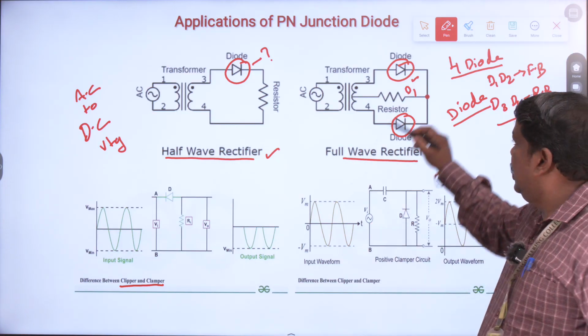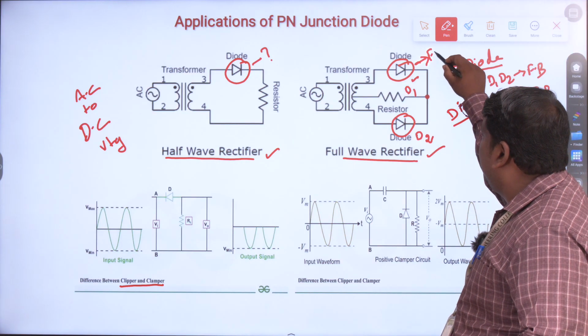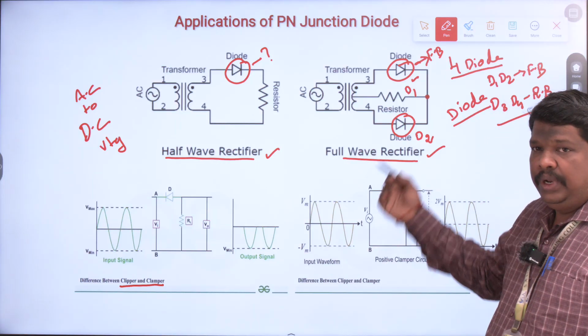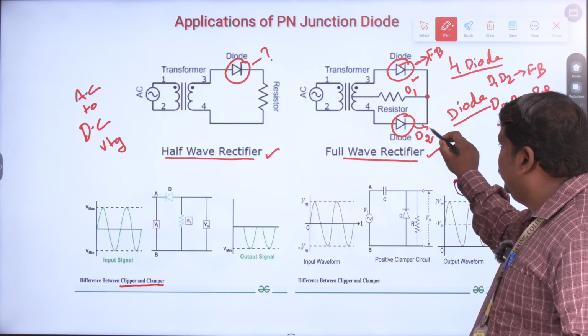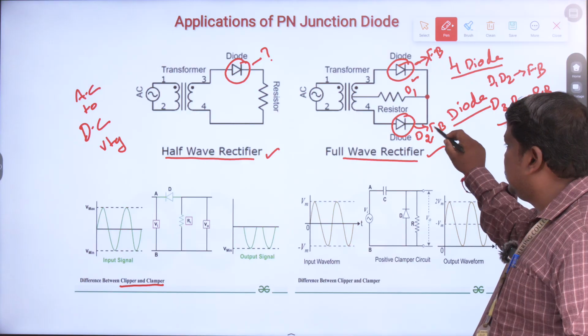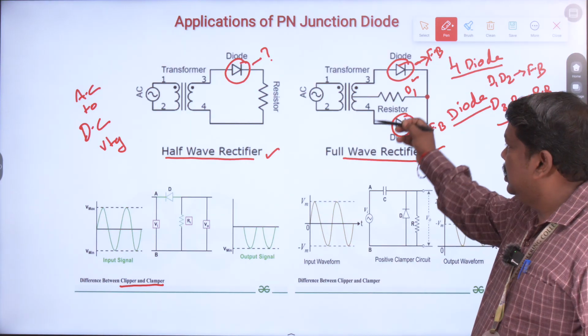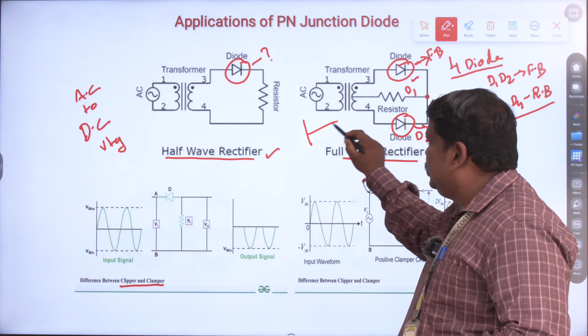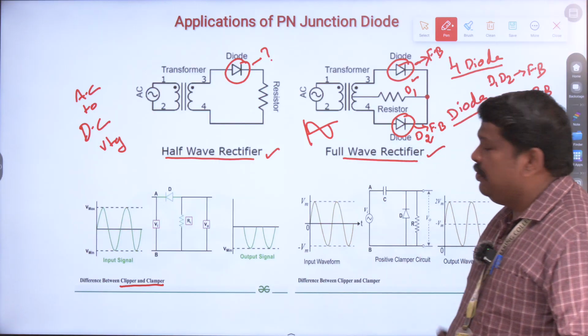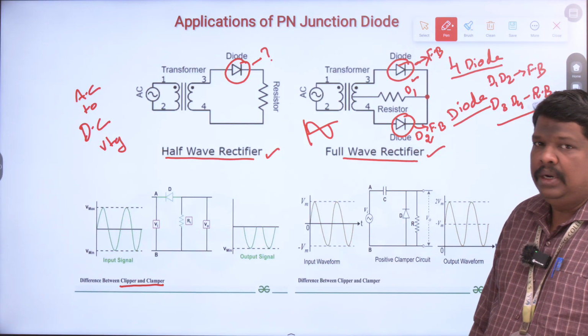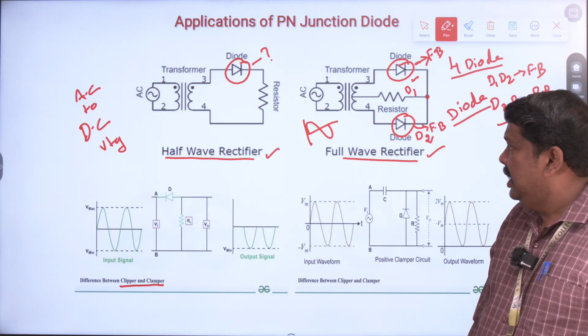In the full-wave rectifier there are two diodes, D1 and D2. During the positive cycle, diode D1 will be in forward bias. During the negative cycle, diode D2 will be in forward bias. So for both the positive as well as the negative cycle, the full-wave rectifier operates and converts the AC signal to DC.